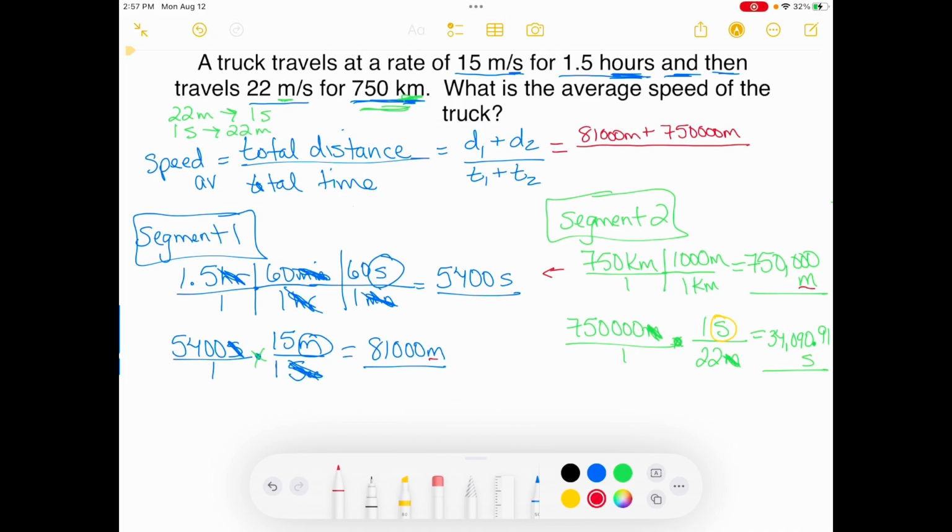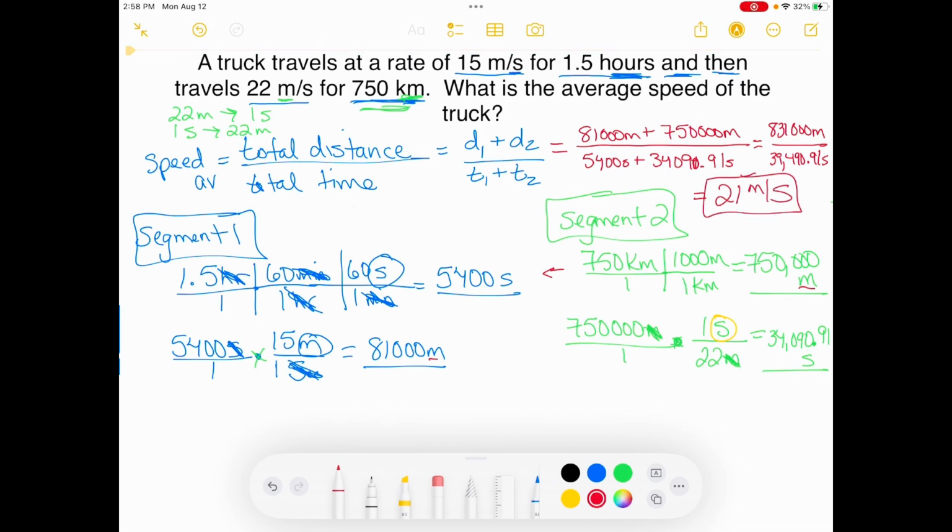Now we're at time. On segment 1, I am at 5,400 seconds plus I have 34,090.91 seconds. And I'm going to get a grand total here of 831,000 meters over 39,490.91 seconds. I'm in meters per second, which is what I wanted. So that's going to give me, if I do that division, 21 meters per second.